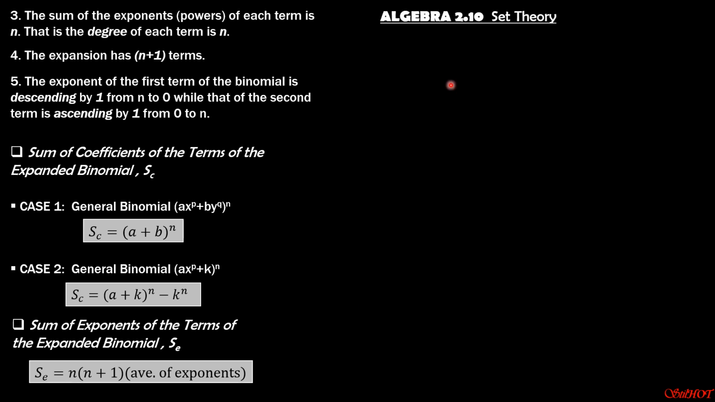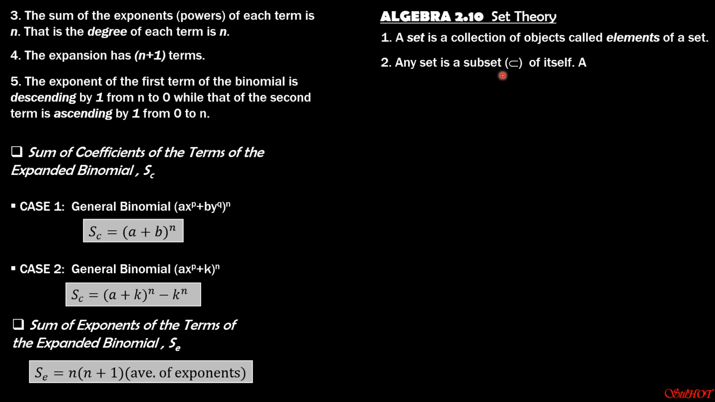Then let's proceed to set theory. A set is a collection of objects called elements of a set. So, any set is a subset of itself. This is the symbol for subset. A set without an element is called a null set or an empty set, or delta, or this symbol here. And because any set is a subset of itself, even if it is an empty set, this empty set has also a subset. What is the subset of the empty set? The subset of the empty set is the empty set itself.